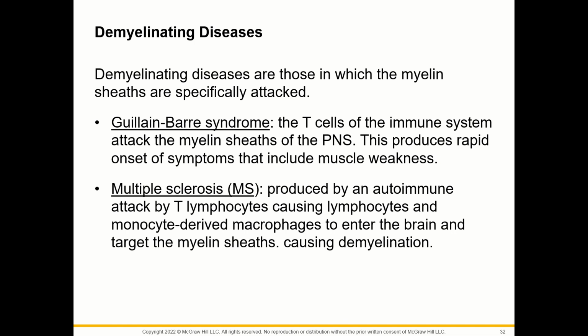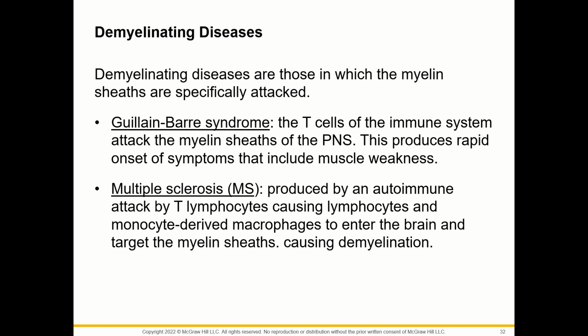So these are diseases which attack the myelin sheath. So you have Guillain-Barré syndrome. This is where the T cells of the immune system attack the myelin sheaths of the peripheral nervous system. This produces rapid onset of symptoms that include muscle weakness.